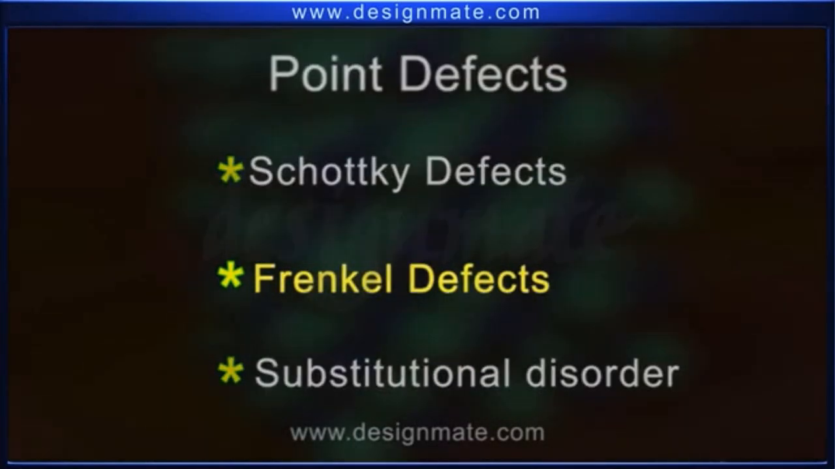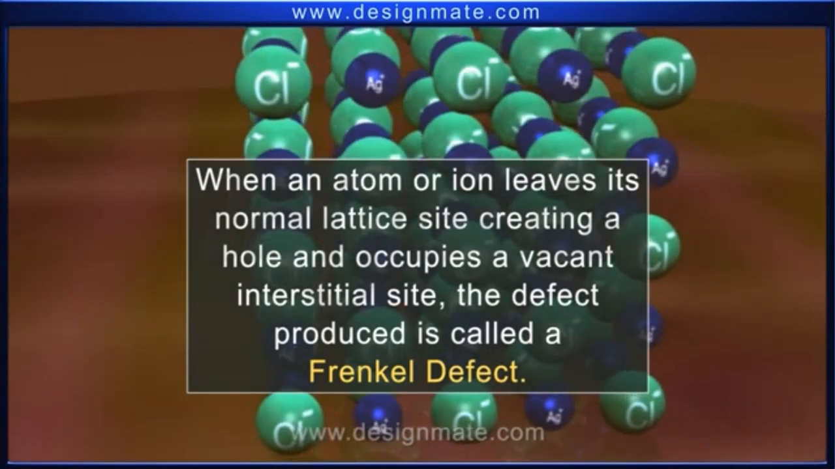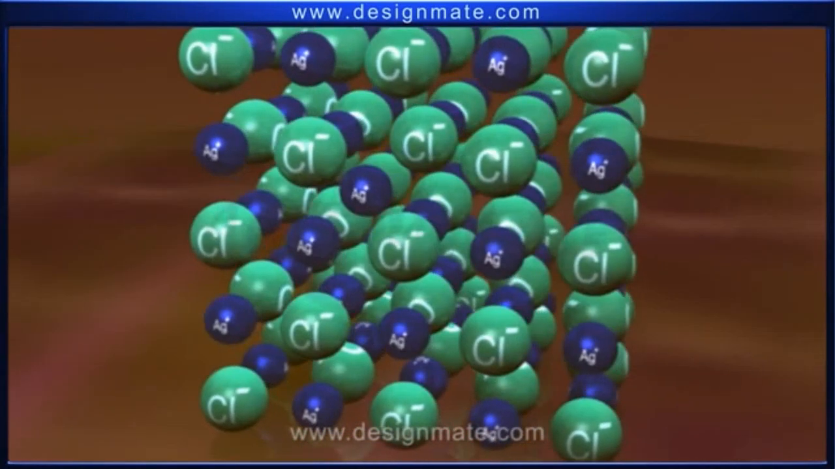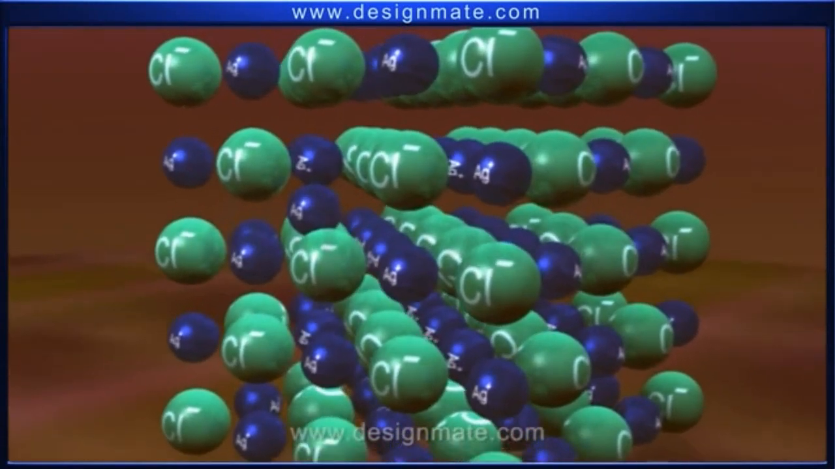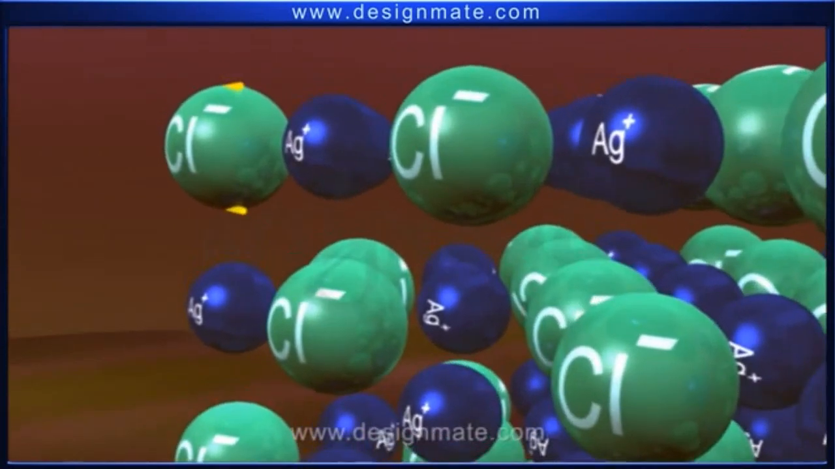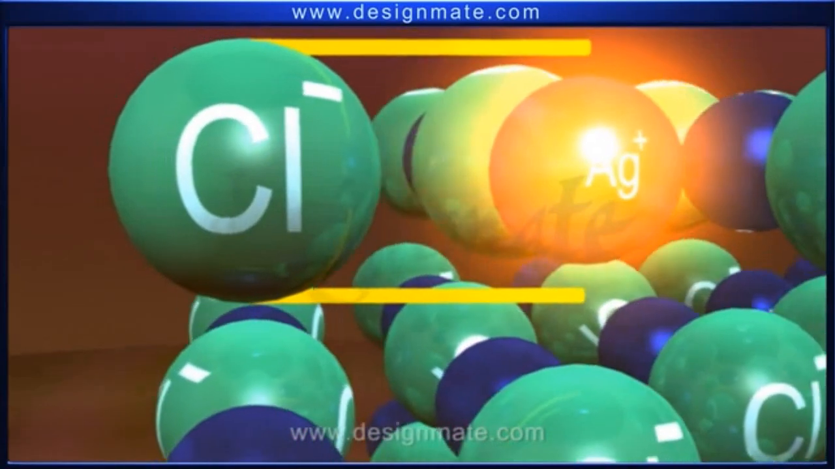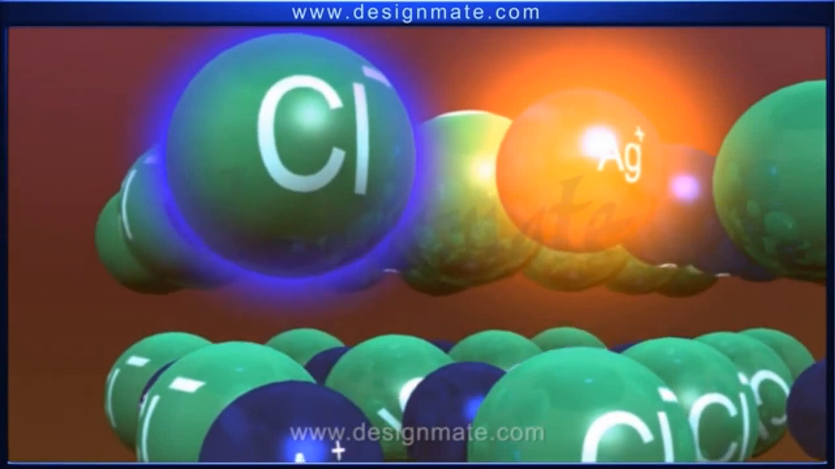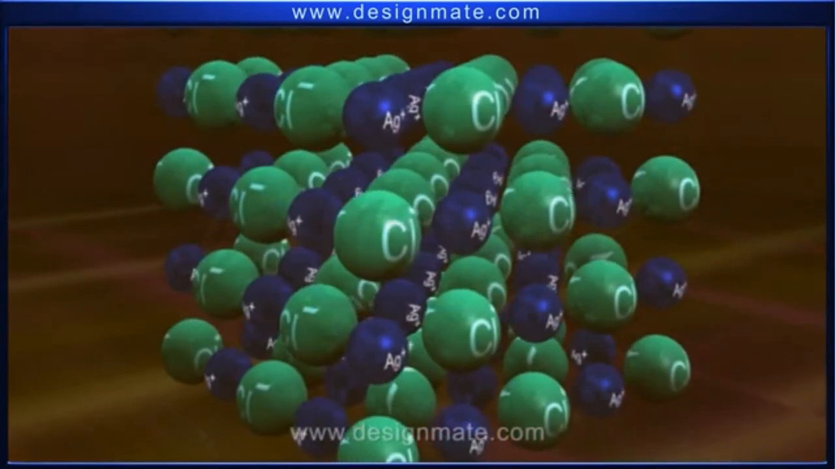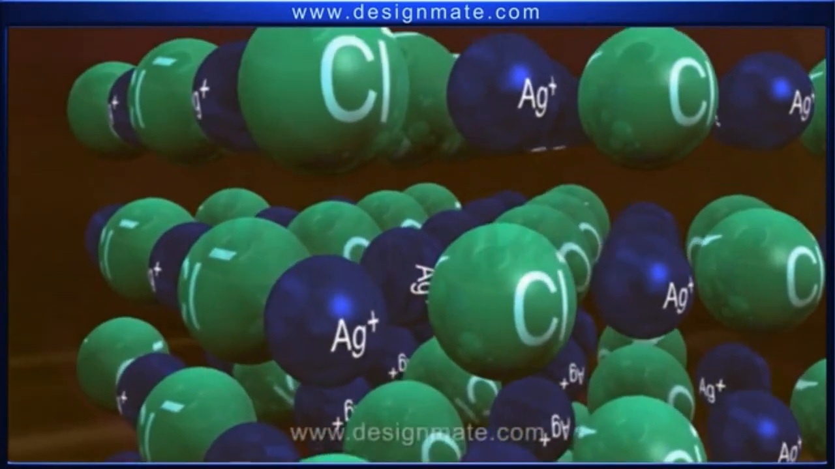Frenkel defects. When an atom or ion leaves its normal lattice site, creating a hole, and occupies a vacant interstitial site, the defect produced is called a Frenkel defect. Solids tend to produce such defects when the size difference between cation and anion is relatively large. Generally, cations are smaller in size than anions, hence cations are found in the interstitial positions. For example, in silver chloride crystal, silver ions being smaller than chloride ions occupy the interstitial voids.